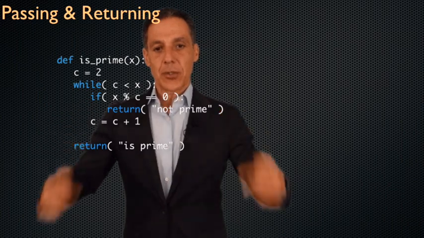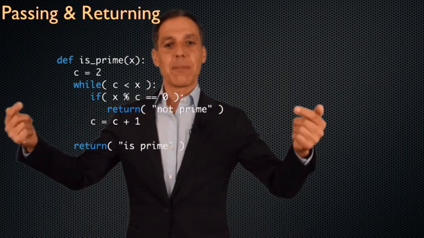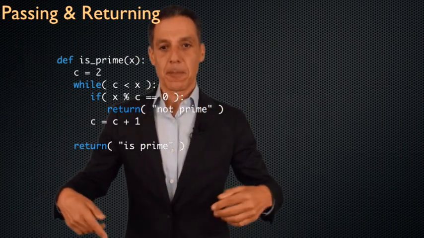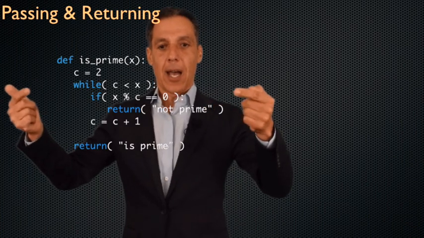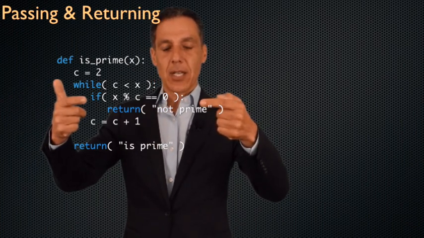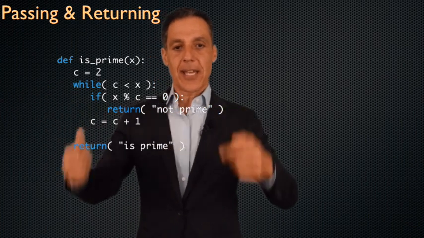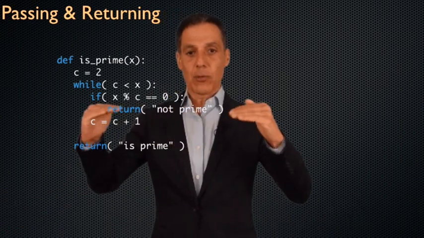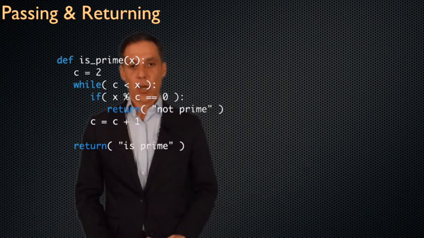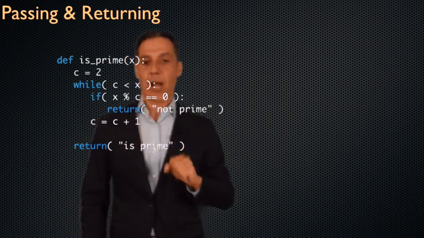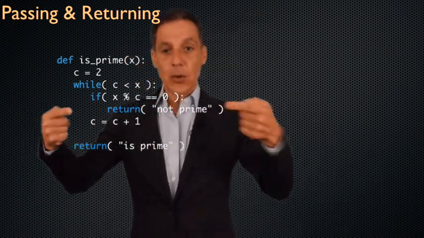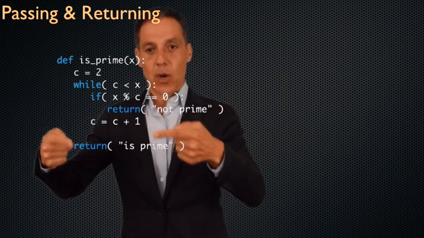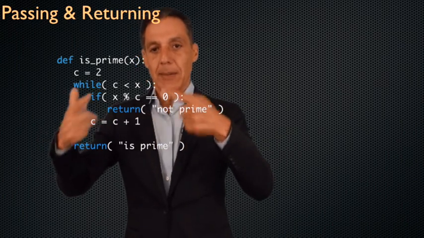Once I hit this return statement, what happens? So let's say I pass in 18. Yep, c is 2. 18 mod 2 is equal to 0. I hit this line of code. What happens next? I'm out. Once I hit this, I return back to who called me, and I return them the string not prime, and I'm done. Now, if I don't hit this line of code, I increment c by 1, and I keep going through the while loop.